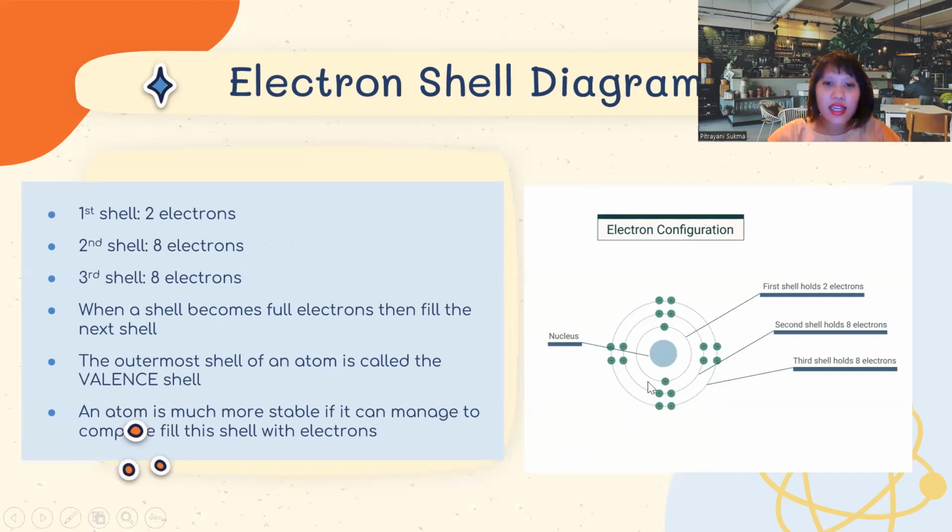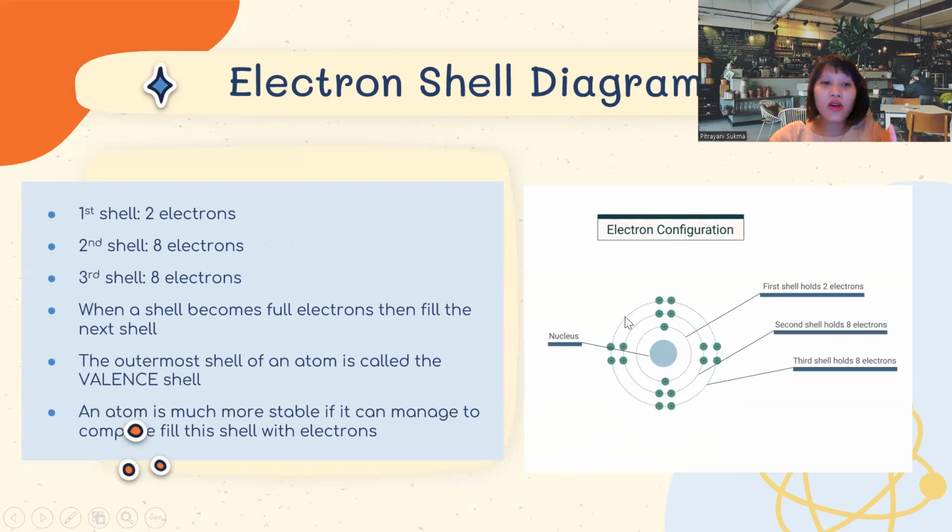As we can see here, the first shell can only accommodate 2 electrons, the second shell can only hold 8 electrons, and the third shell can only hold 8 electrons. When the first shell is already full with 2 electrons, and the atom has more than 2 electrons, the rest of the electrons need to go to the second shell. And if the second shell is already full, they need to go to the third shell.